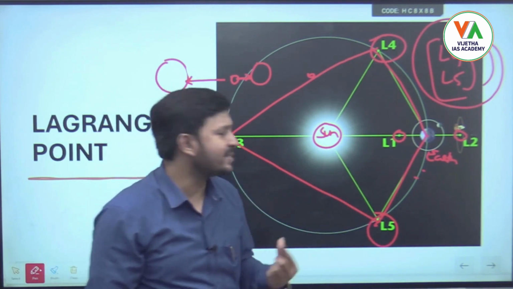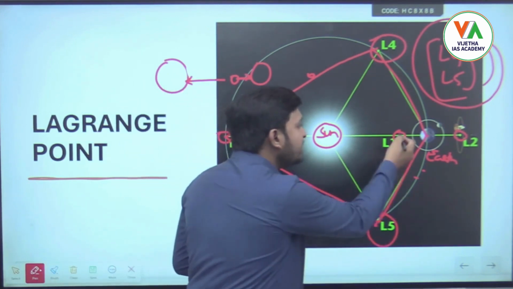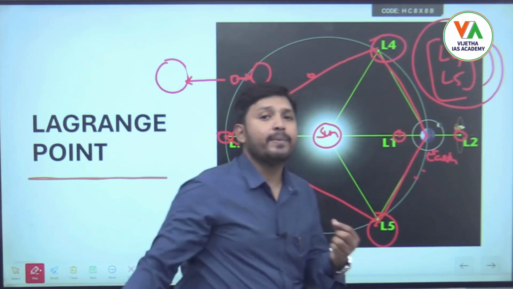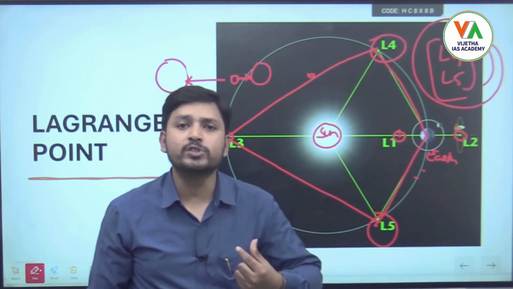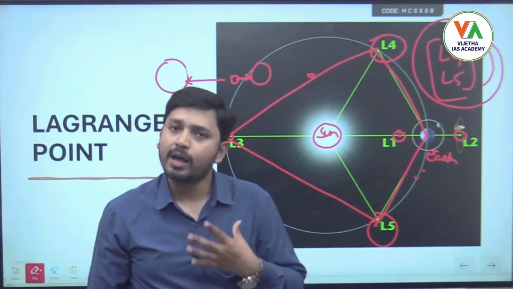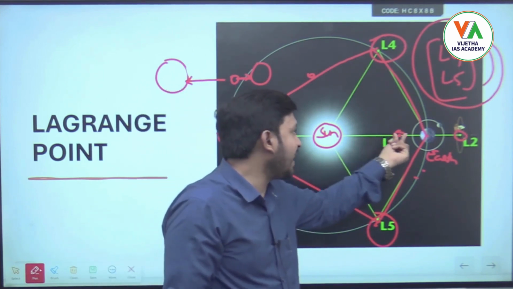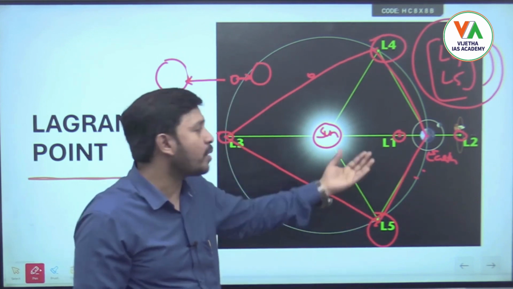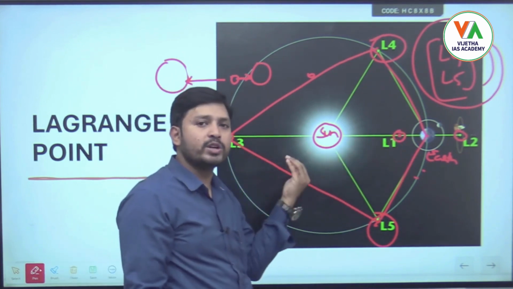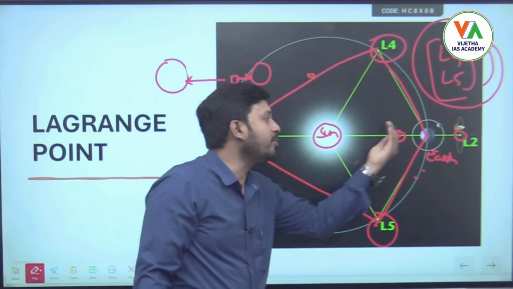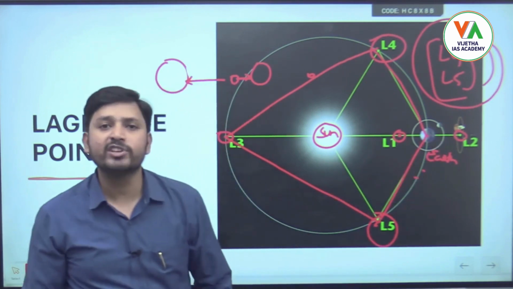Unstable here means, this is exactly the point where there is a balance between the gravitational force of the Sun and the gravitational pull of the Earth, right? If a small disturbance occurs in placing any object in this location, then that object will be pulled either towards the Sun or towards the Earth because of the gravitational pull of these bodies.